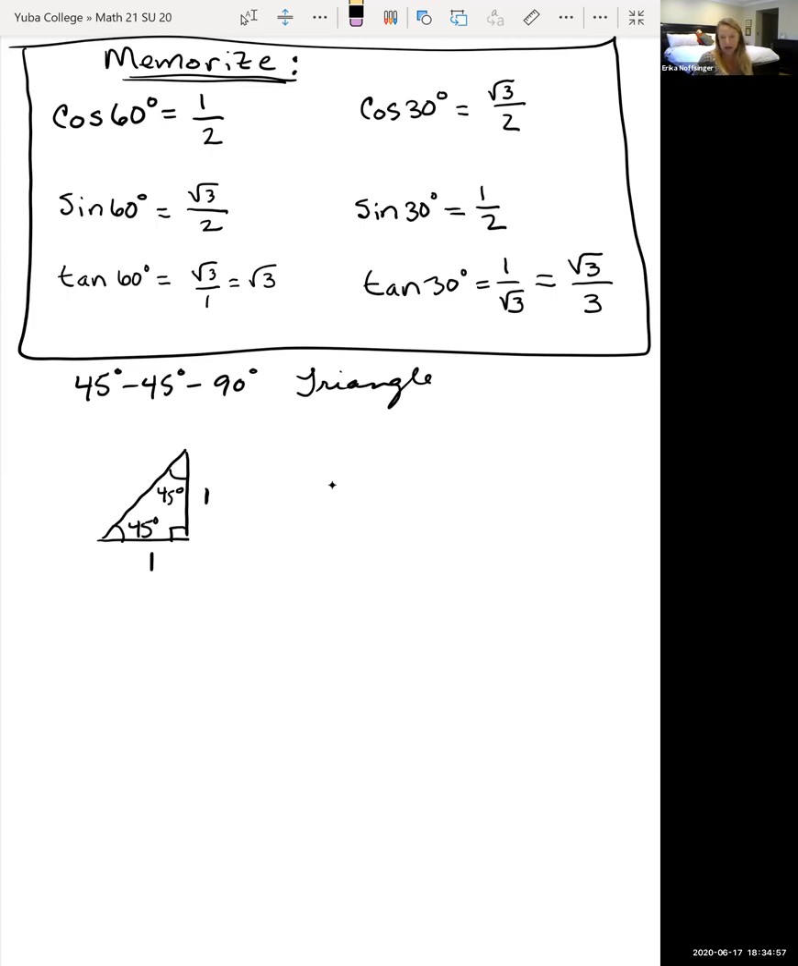We can figure out what the hypotenuse is, knowing that those two sides are the same length. Hypotenuse squared is equal to the leg squared plus the other leg squared. So hypotenuse squared is equal to 1 plus 1, which is 2. So the hypotenuse is the square root of 2. Now, the three we really need to memorize are cosine, sine, and tangent of 45 degrees.